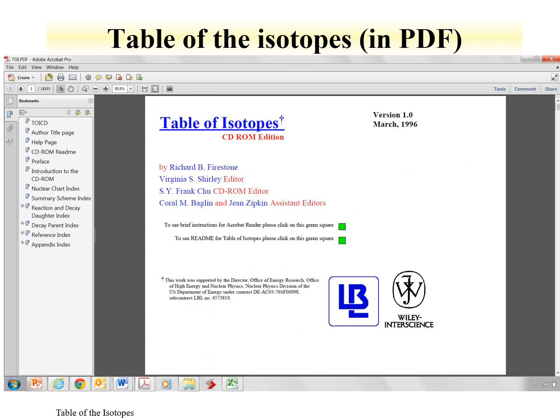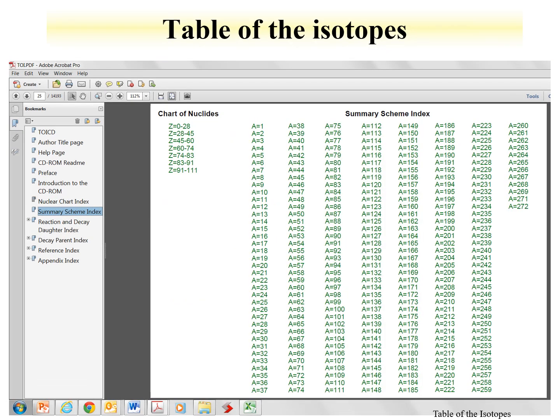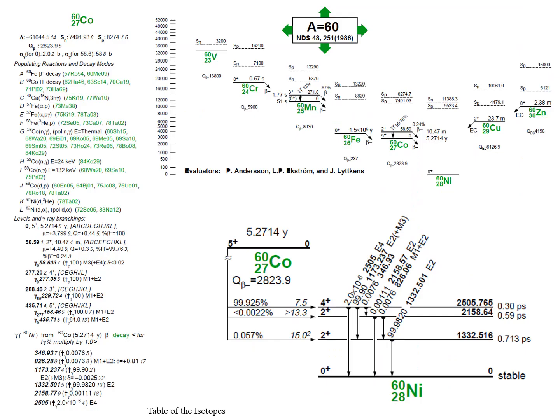One can utilize the table of the isotopes in the PDF form as shown here. Opening it up, you would see this page. You can click on the summary scheme index. You would get a table that's shown here. This would allow you to pick any summary of isotopes with a given mass, the mass parabola. For instance, we'll select A of 60. We would click on that. It would pull up information.